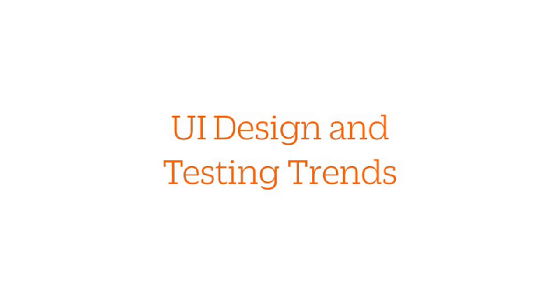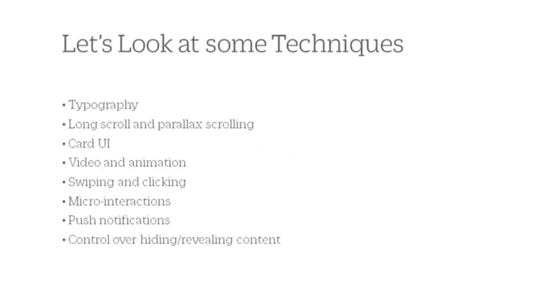So let's look at some techniques we see in web these days. We see some dramatic changes in typography. Big fonts, different color fonts combining with each other, creating visually appealing stuff altogether. It has become a new trend. You know it. And long scroll and parallax scrolling.